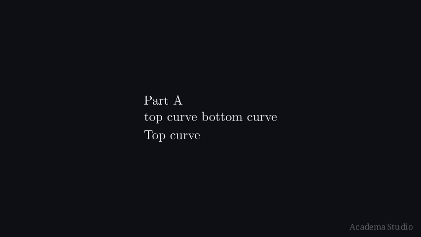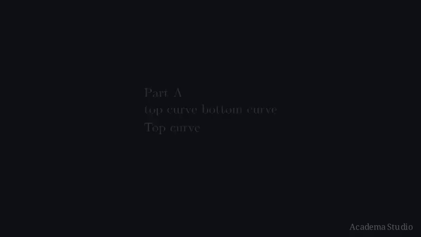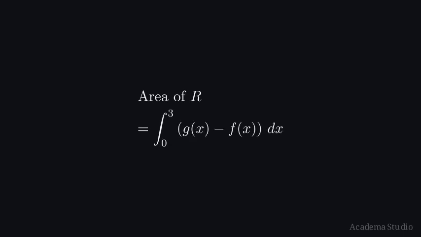Part A asks for the area of the shaded region. The formula for area between curves is the integral of top minus bottom. Here the top curve is g of x, the bottom curve is f of x, and the interval is from 0 to 3. This setup is the most important part. For AP scoring, the integrand g of x minus f of x in a definite integral earns the setup point.